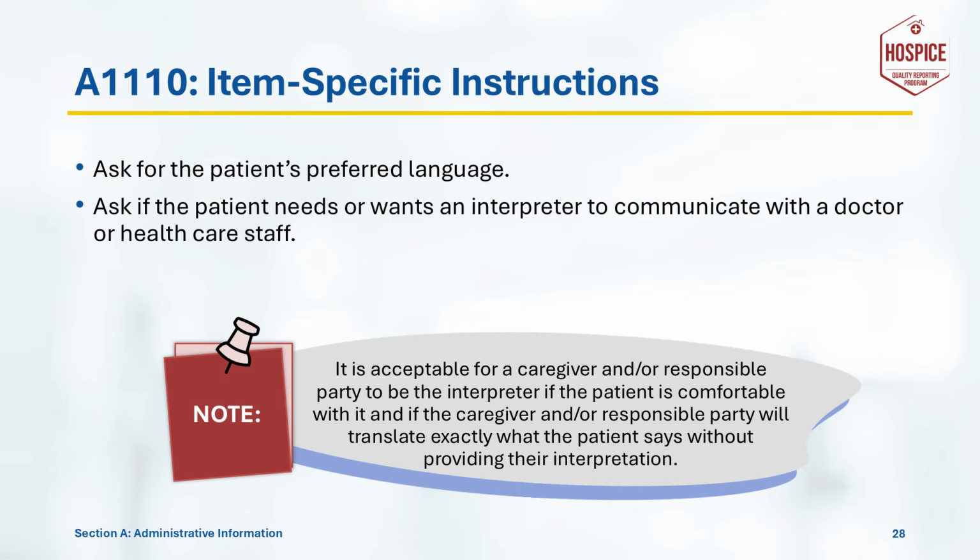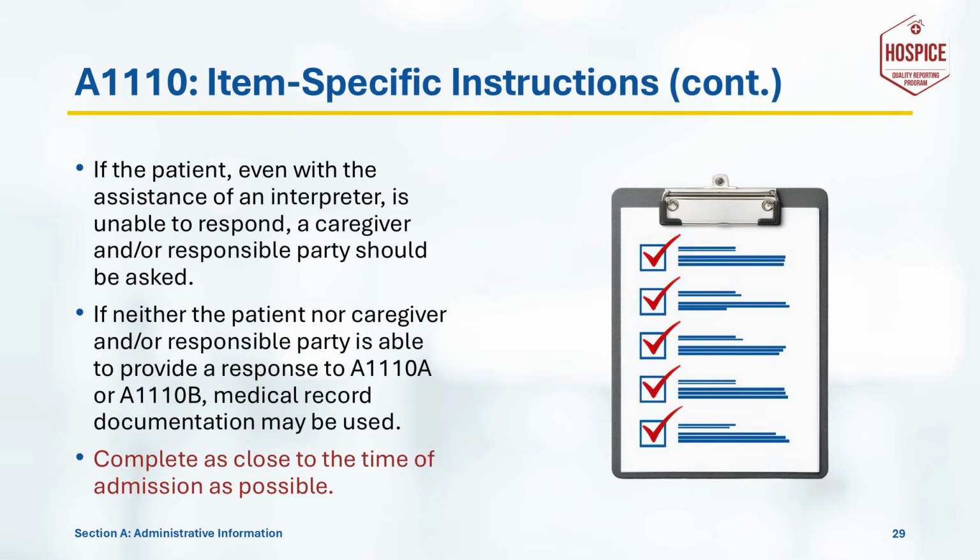There is a special note here on the slide, and it's telling you that it is acceptable for a caregiver and/or responsible party to be the interpreter, if the patient is comfortable with it and if the caregiver or responsible party agrees to translate exactly what the patient says. For this language item, if the patient, even with the assistance of an interpreter, is unable to respond, a caregiver or responsible party should be asked. If neither the patient nor caregiver is able to provide a response, then you may use medical record documentation.